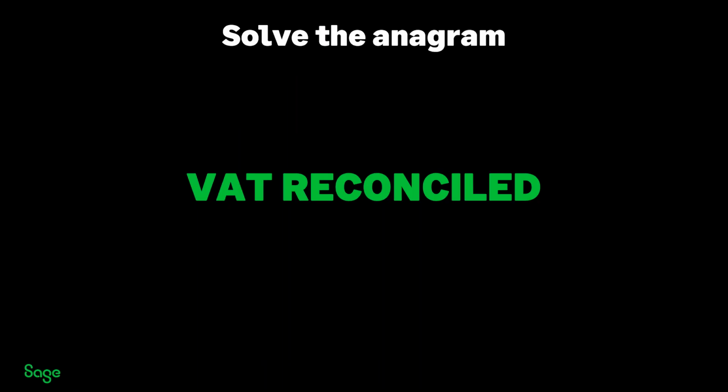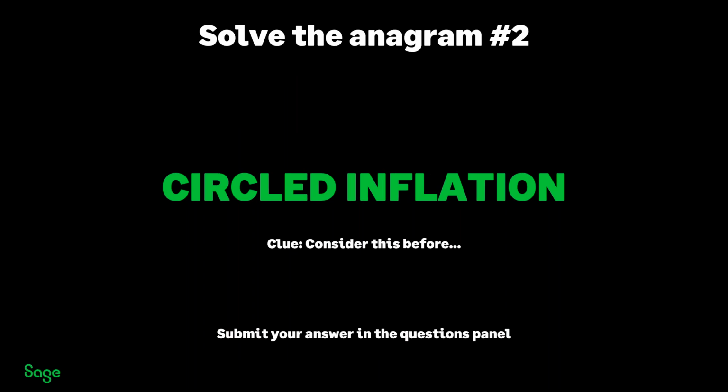Right, next one. We'll do a second anagram. We've got a little bit of time. So this one is circled inflation. The clue that Matt would give you is consider this before. Circled inflation. So what's that an anagram of? And the clue is, Alina was quite close with the previous guess. I'll give you that extra clue.